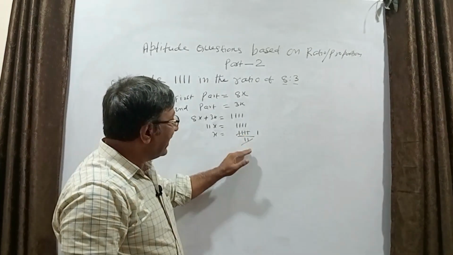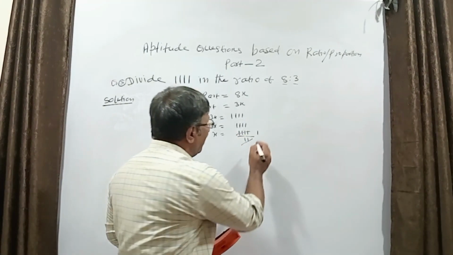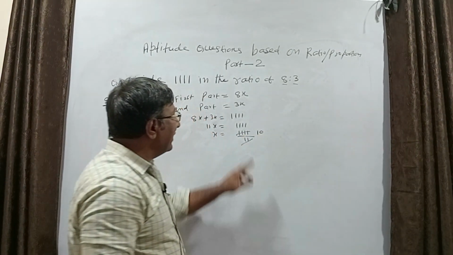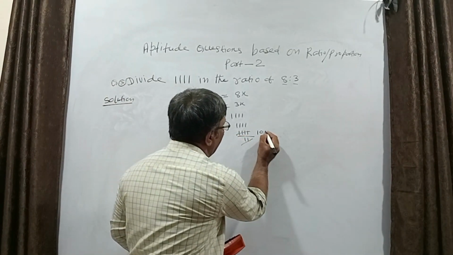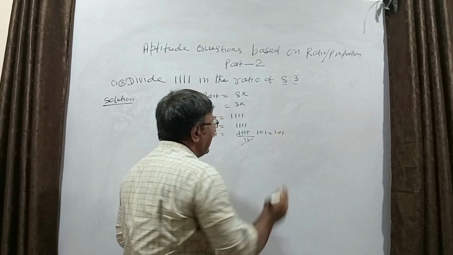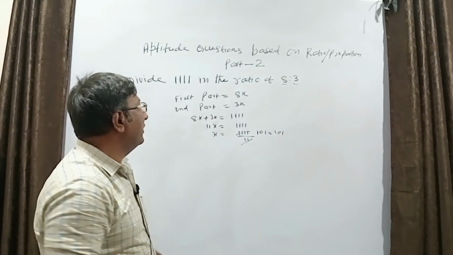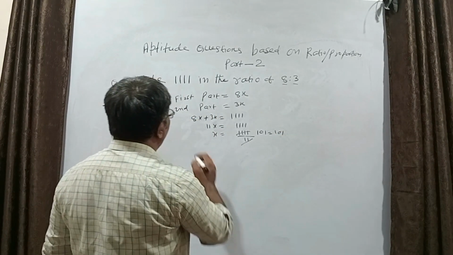This one number is less than 11. So first you put 0 and then the other digit, that is 1. So again 11 ones are 11. So the correct answer here is: the x value is 101.